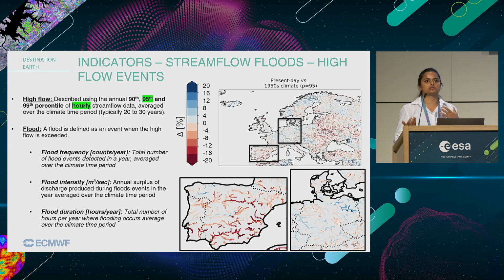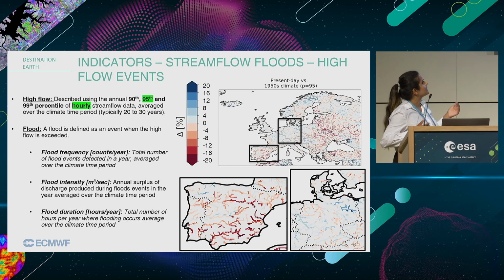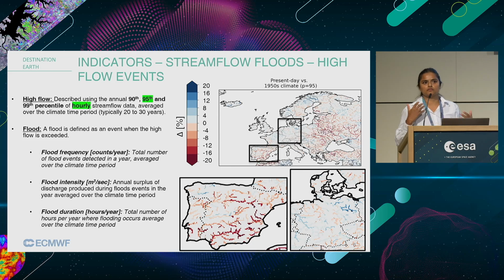Along with that, we can also build indicators based on long-term data. For example, using long-term streamflow data, we can understand the high flows. We can define floods as when a historical high flow value is exceeded, and then understand how the frequency, intensity, as well as duration of these events change with climate change. So we can use historical data to calculate these indicators and see how this changes.